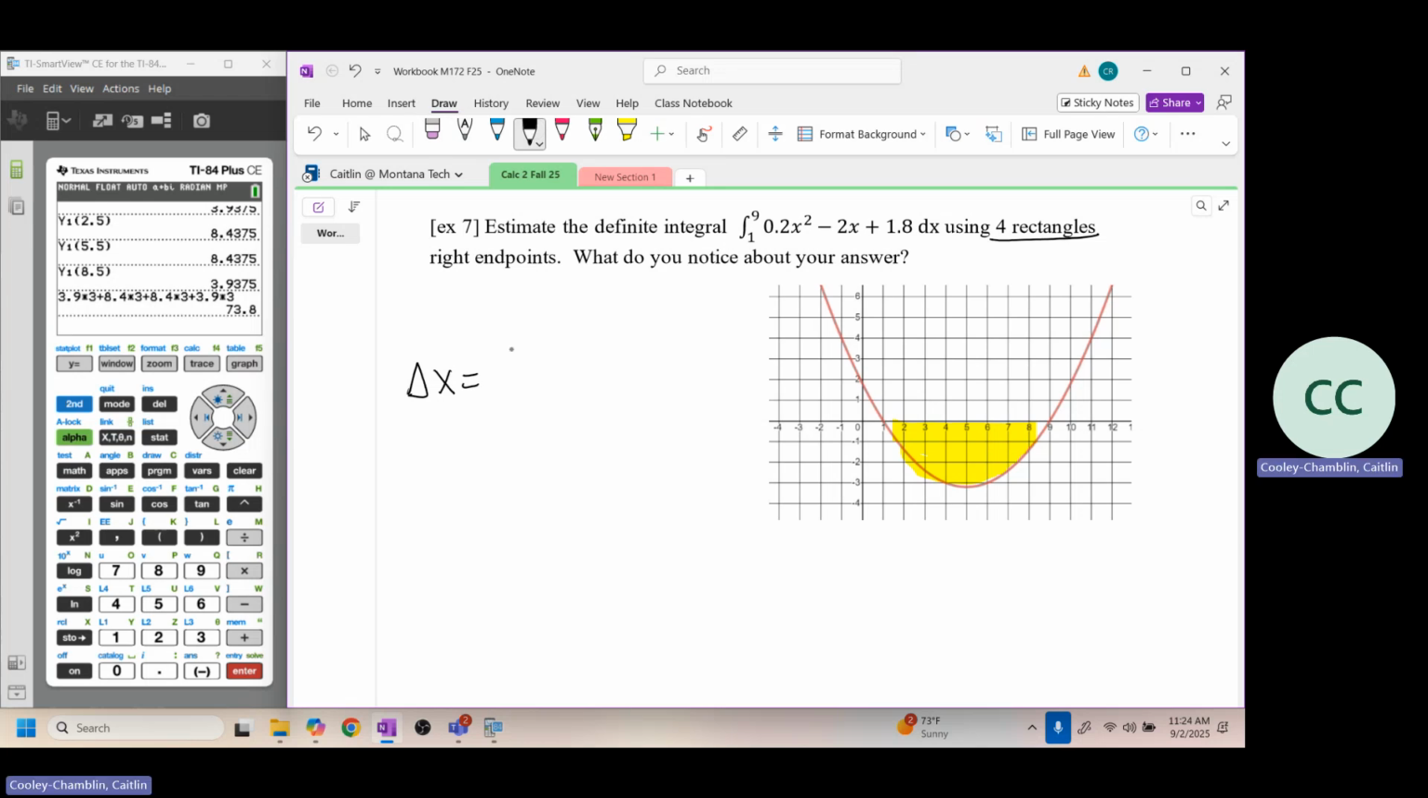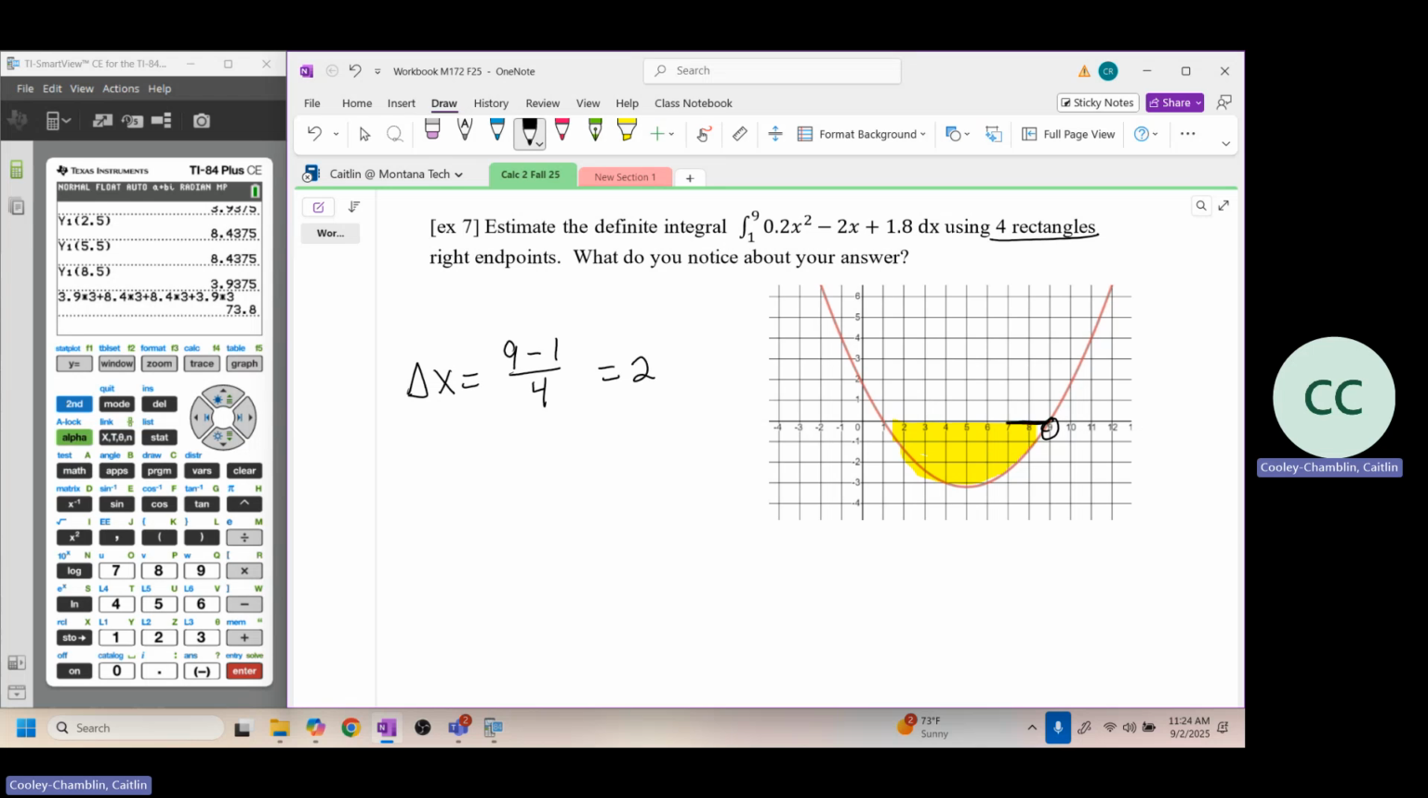We have 9 minus 1 divided by 4, which is 2. So look at me jumping ahead. We don't want to do that. So our delta x is our biggest number minus the smallest number divided by how many rectangles we have. Okay, and so we want to find the area using right endpoints. So I'm going to start at 9 and I'm going to move down 2.